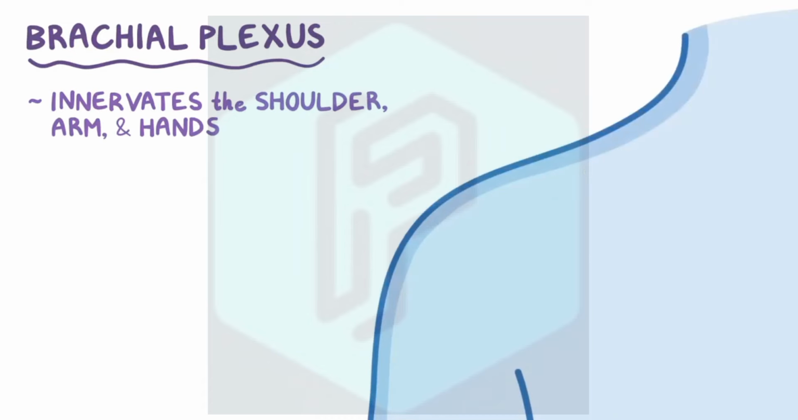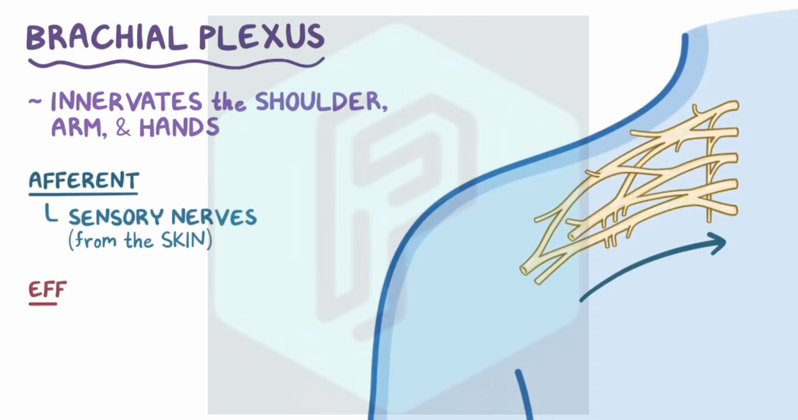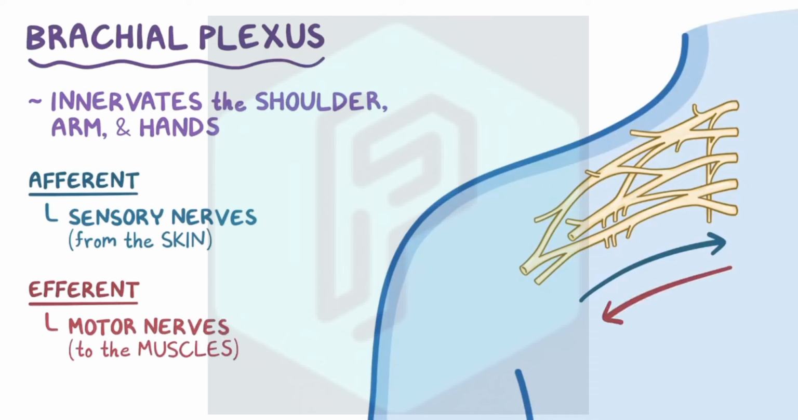The brachial plexus is a network of nerves that innervates the shoulder, arm, and hand by supplying afferent or sensory nerve fibers from the skin, as well as efferent or motor nerve fibers to the muscles. And there's a brachial plexus on each side of the body.